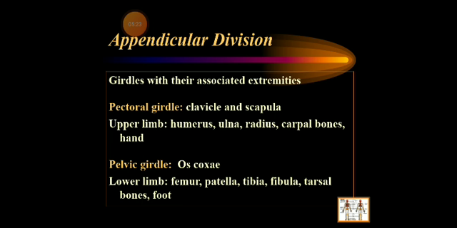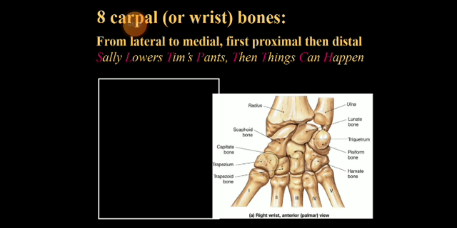The other part is the pelvic girdle. It includes the lower limb. In the lower limb, the bones present are the femur, patella, tibia, fibula, tarsal bones, and foot. There are 8 carpal bones, otherwise called the wrist, numbered from lateral to medial, first proximal, then distal.